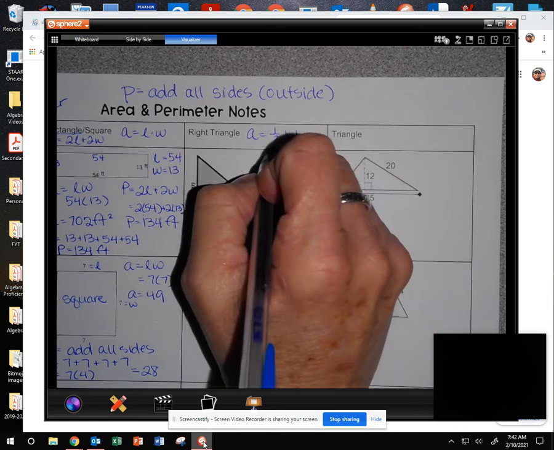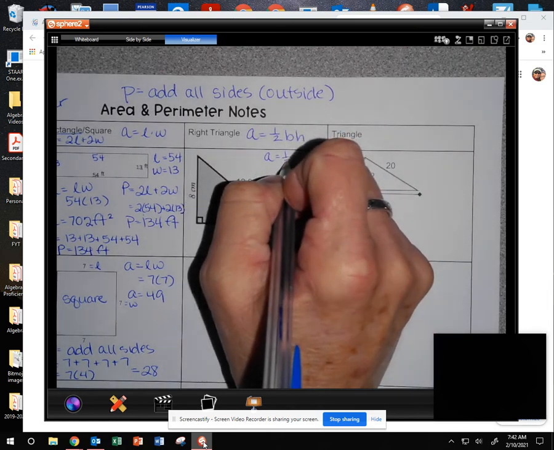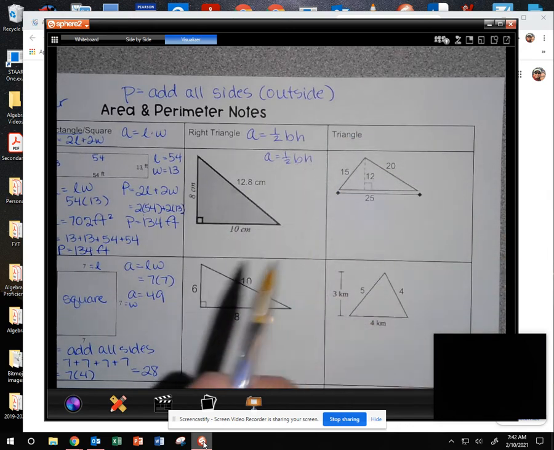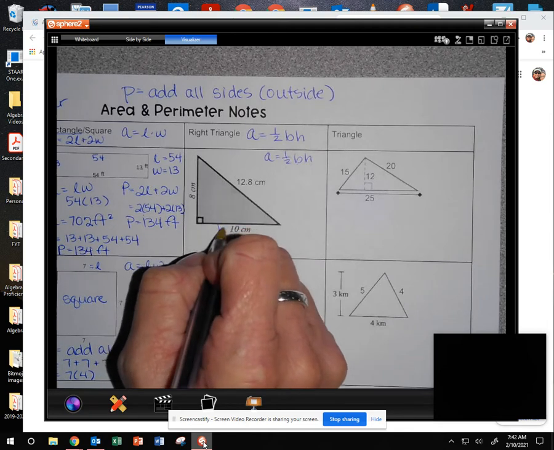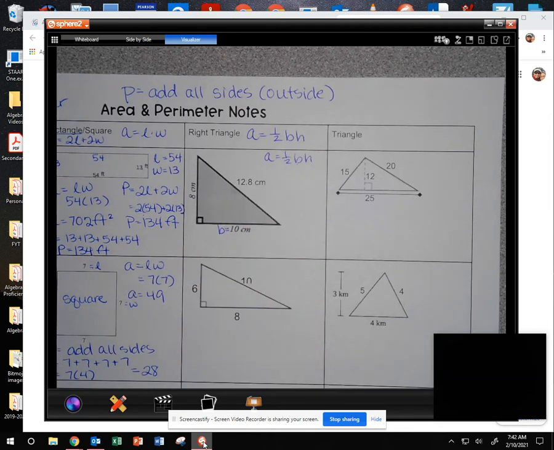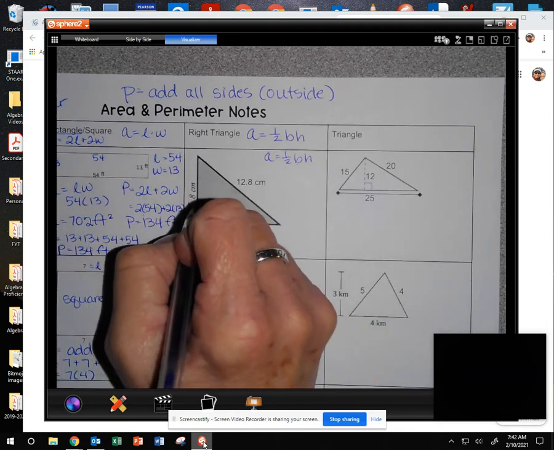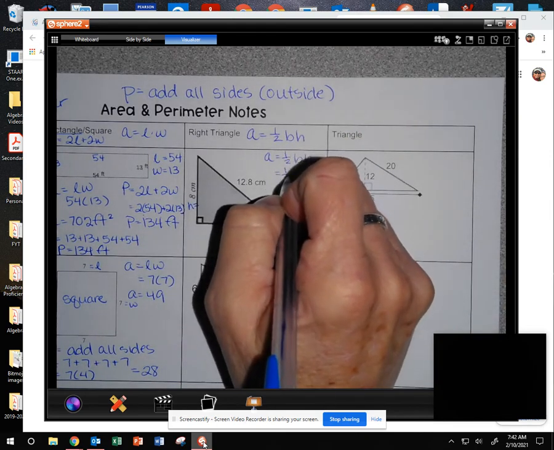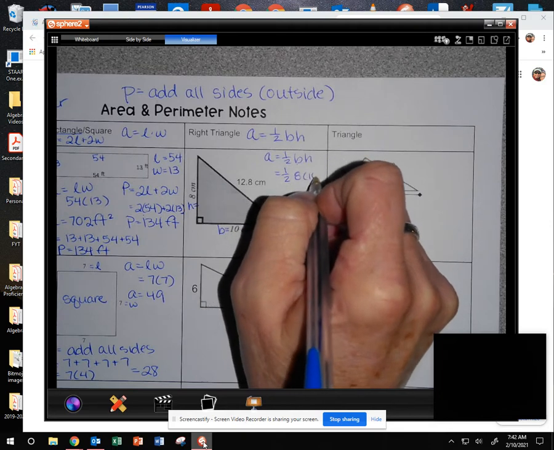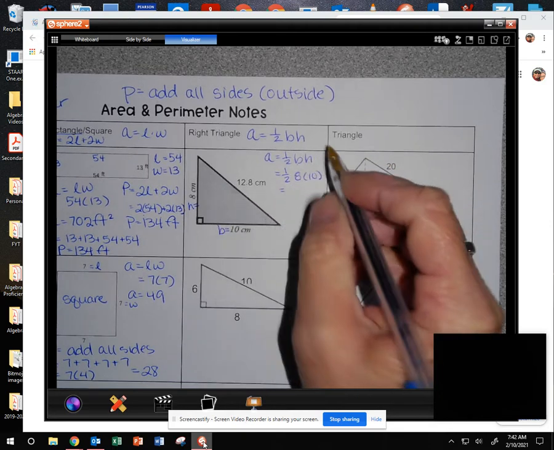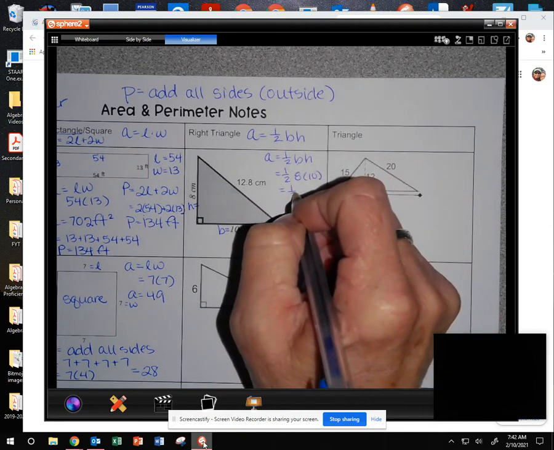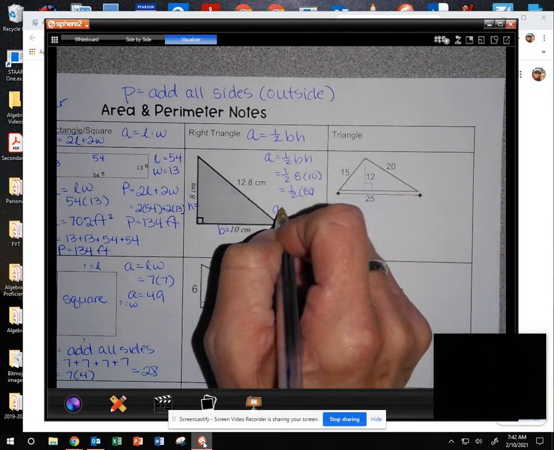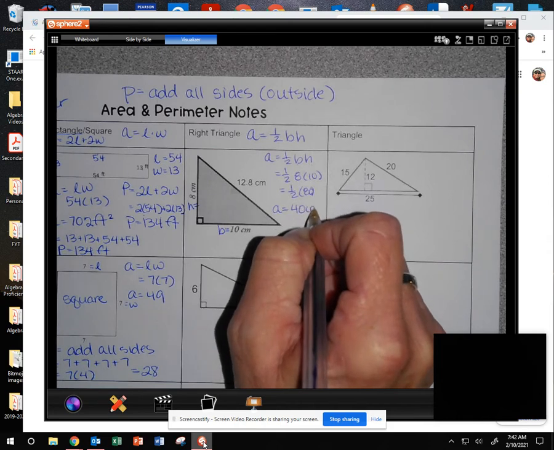So if I want to find the area of this right triangle, I need to know the base and the height of the triangle. Well, my base of the triangle is 10. It sits on the bottom. And my height is 8. So area equals 1/2, 8 times 10. So 8 times 10 is 80. And if I take half of 80, I get 40 centimeters squared.